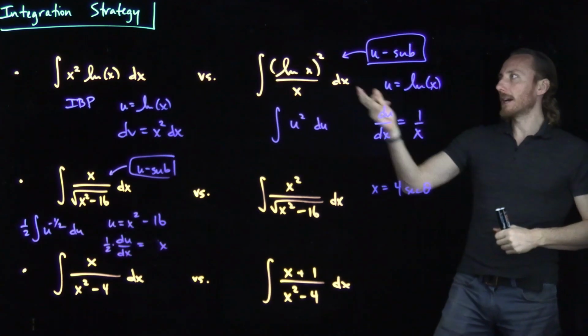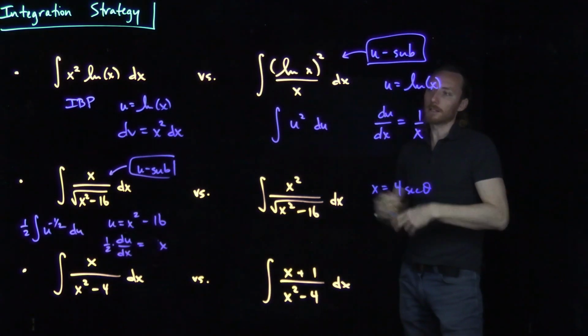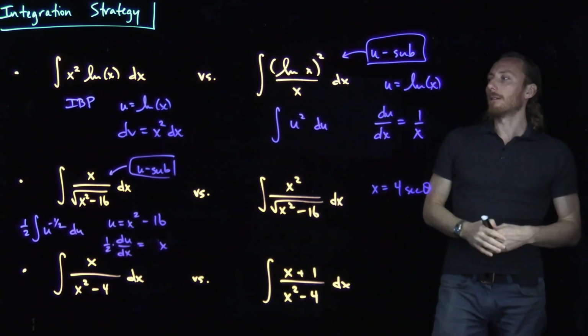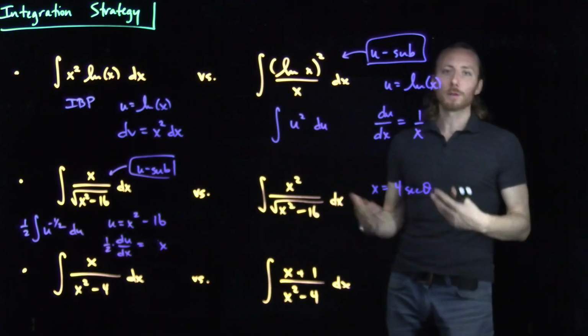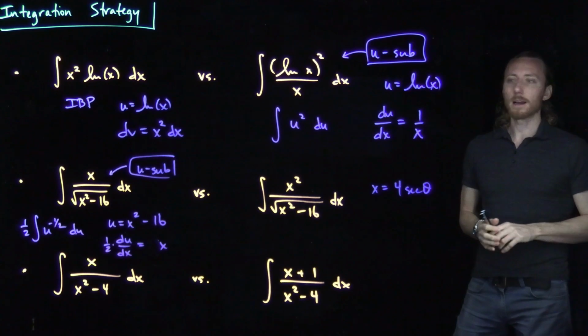And maybe that's one of the ideas when it comes to integration strategy. When you first learned u-sub, it seemed like an arduous process, but at this point in the game, u-sub is definitely less arduous than the other procedures that we've seen for integration techniques. So if you can use u-sub, my goodness, why not?